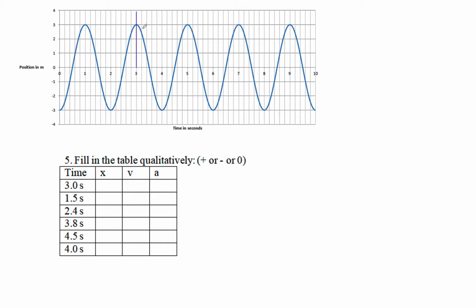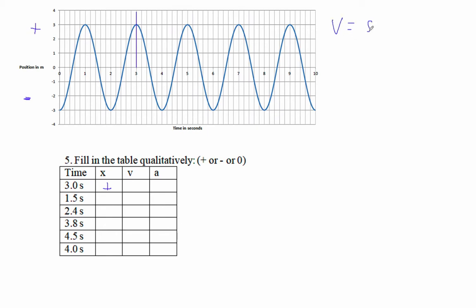Okay, I can say at 3 seconds that our x is positive. And that's easy. Positive x is up here. Negative x is down here. That's easy, right? Okay, so anything above 0 is going to be positive x. And then we're looking at the velocity there.